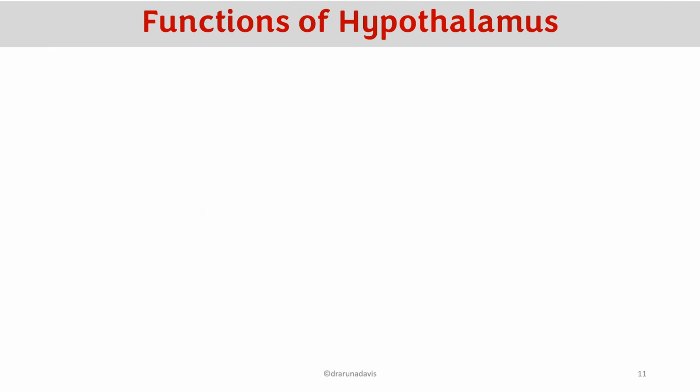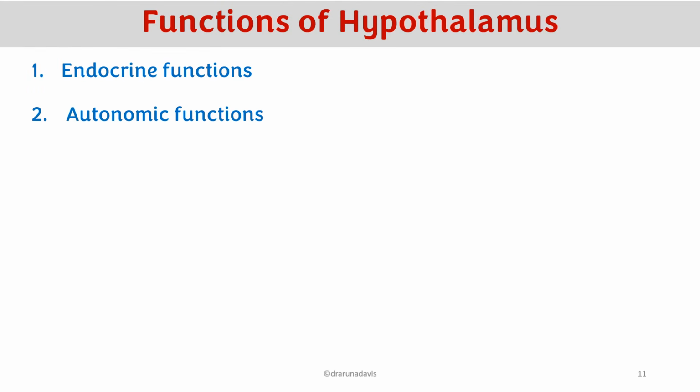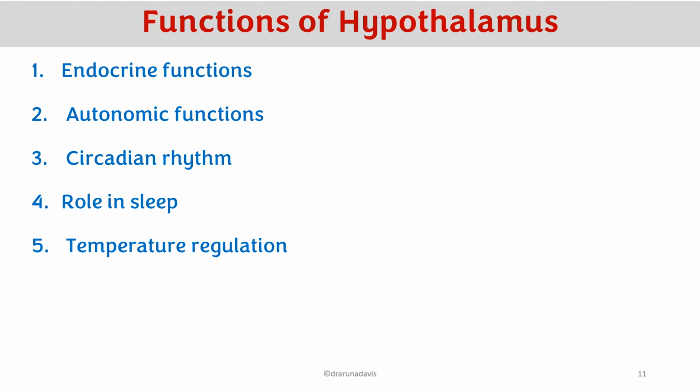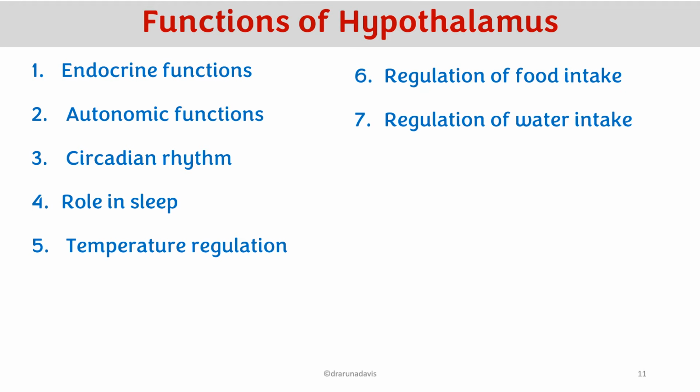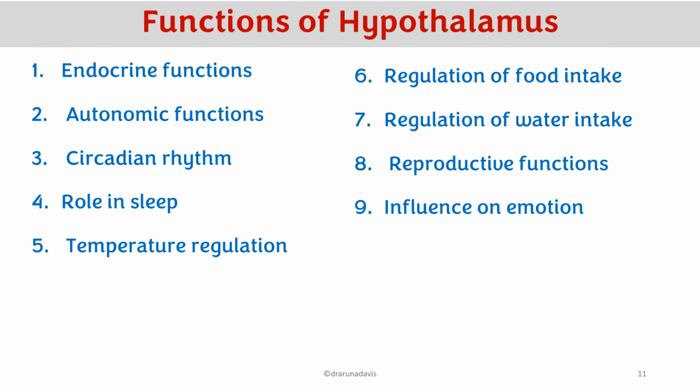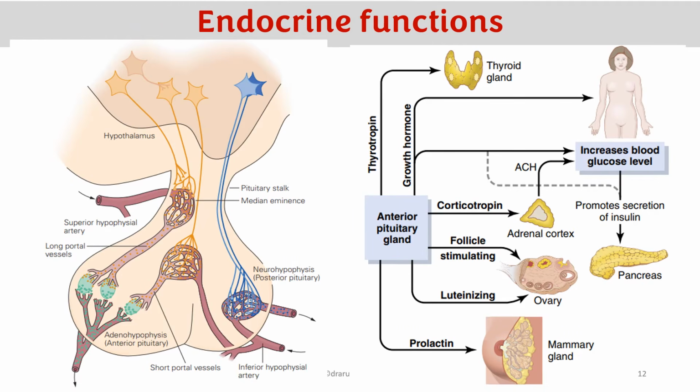So next we'll see the important functions of hypothalamus. The main important functions of hypothalamus are endocrine functions, autonomic functions, circadian rhythm, role in sleep, temperature regulation, regulation of water intake, regulation of food intake, reproductive functions, influence on emotion, and immunological functions. We'll see the major ones here, right? So the first one is the endocrine functions.